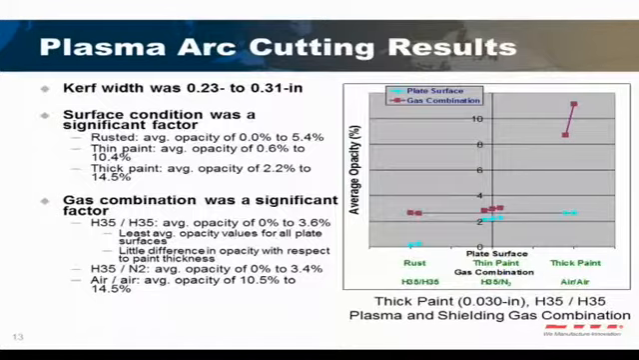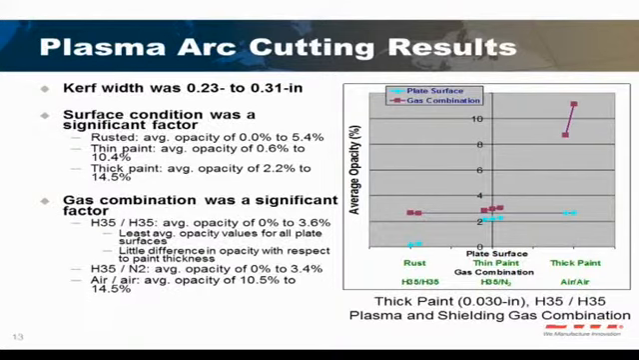So again, robustness plots were generated along with predicted best case conditions. Surface condition is shown by the blue in the chart. Again, we saw the same trend where rusted produces the lowest opacity, and as you thicken up the organic layer on the surface, you get significantly more opacity.